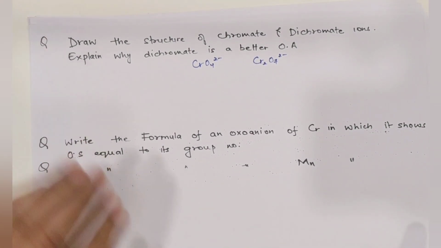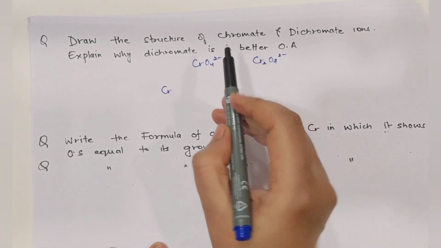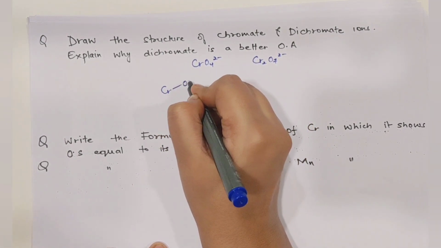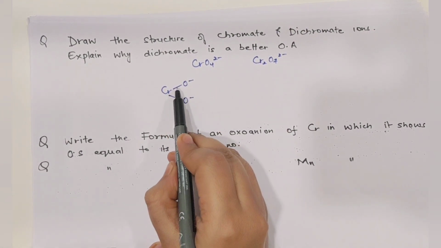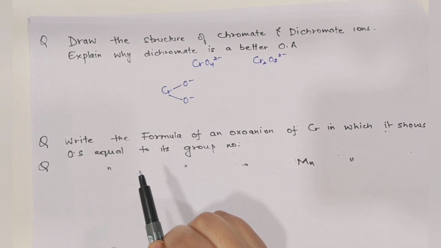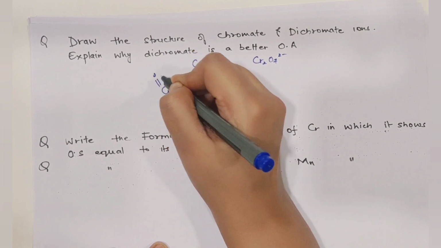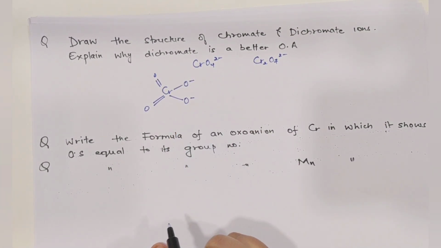What you have to do is draw the center metal ion in the center, then look at the charge. 2 negative charge, that means 2 oxygens are carrying negative charge, 1 negative charge each, and they would be singly bonded to the central metal ion. How many oxygens remaining? 2 more. Then they would be forming double bond with chromium. Okay, this is how we make the structure.